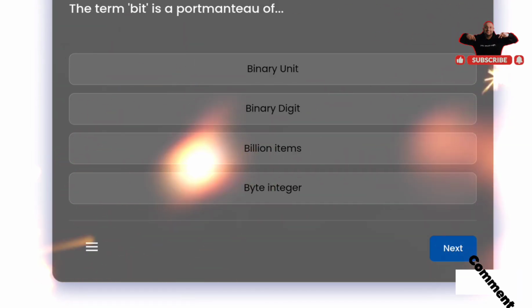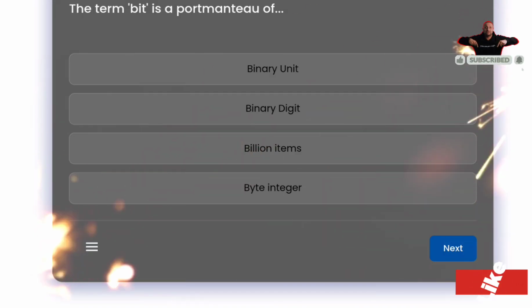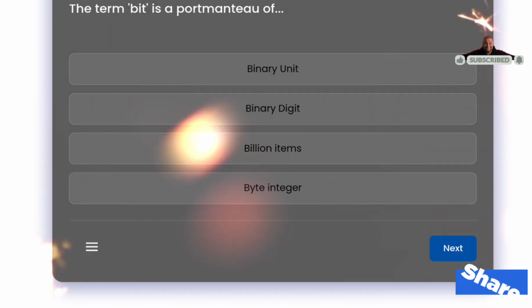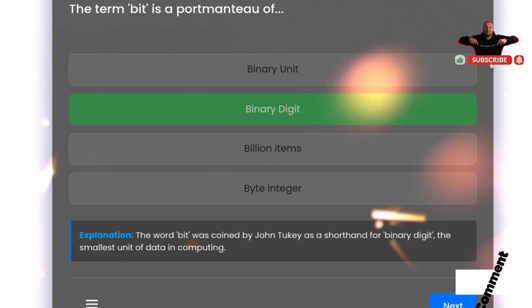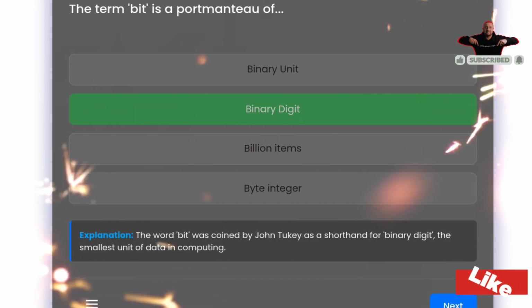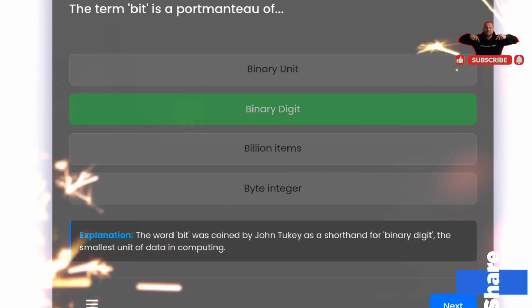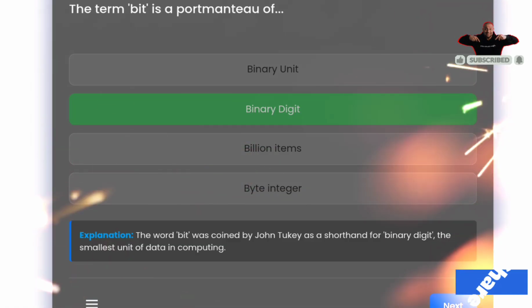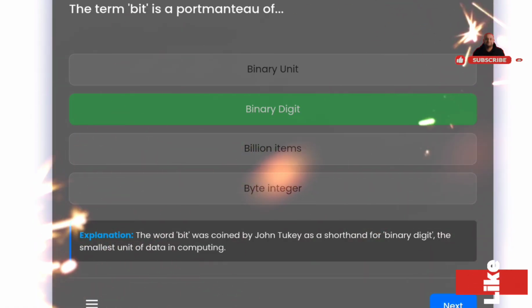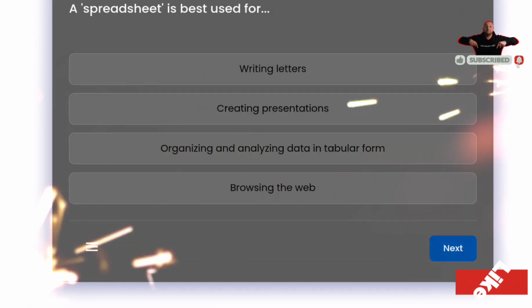This question: the term bit is a portmanteau of binary digit. The word bit was coined by John Tukey as a shorthand for binary digit, the smallest unit of data in computing.